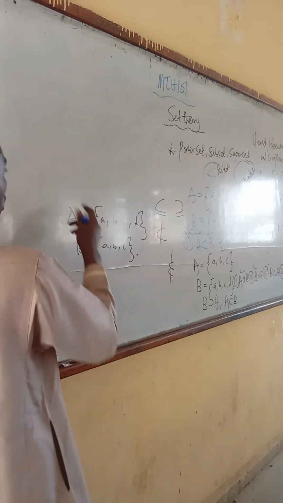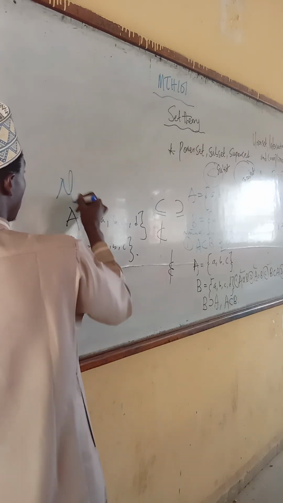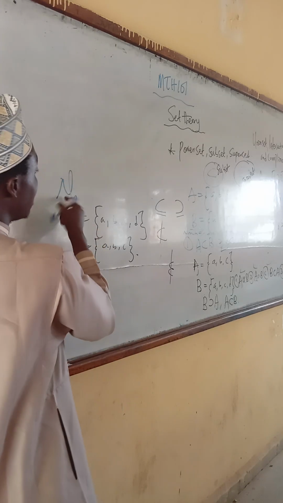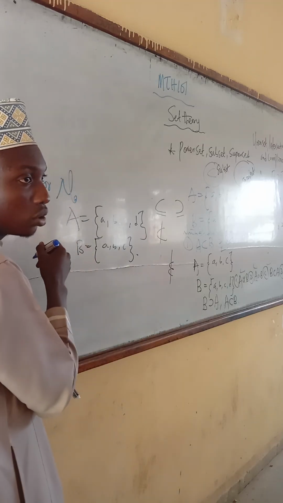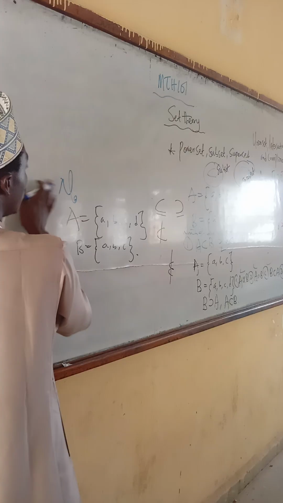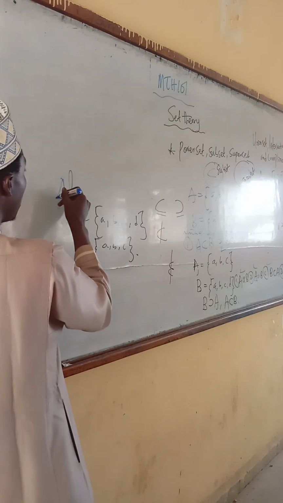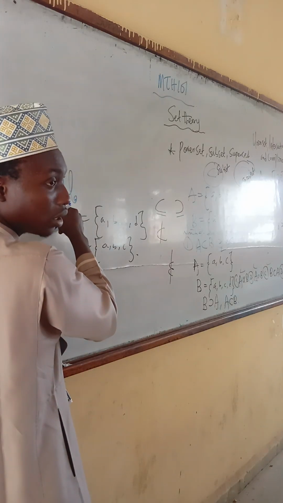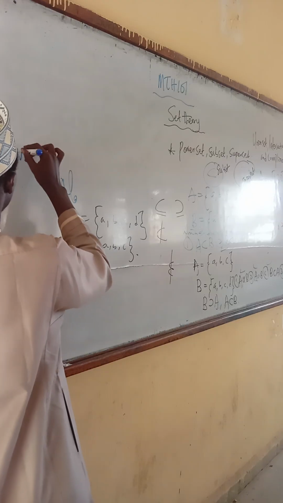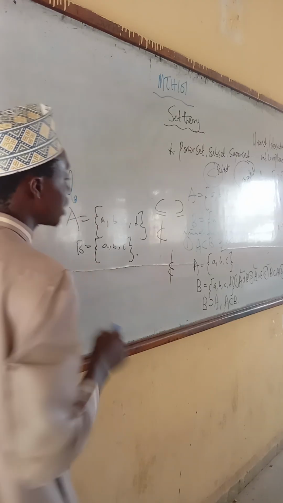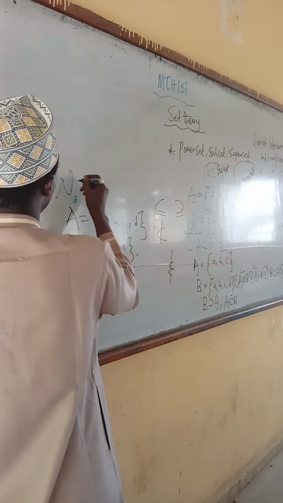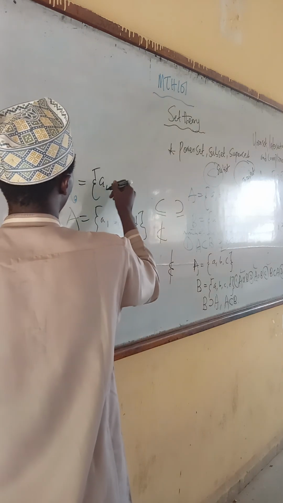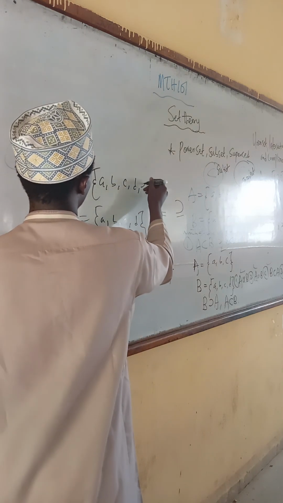Normally, they might give us the universal set. This is the symbol for universal set. This is the general one. There is also this symbol, like epsilon, but this is the common one. Like what's the name in physics? Mu, right? Coefficient of static friction. So they might give you the universal set to be A, B, C, D, E, F.